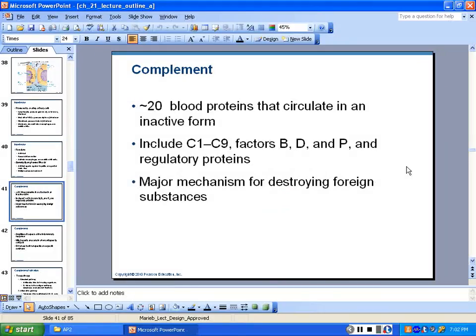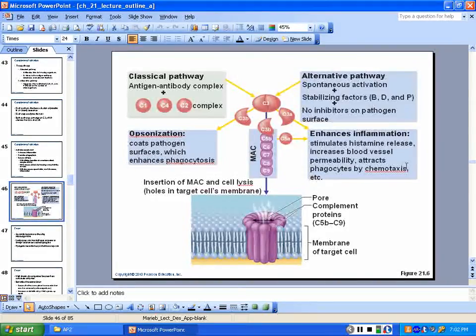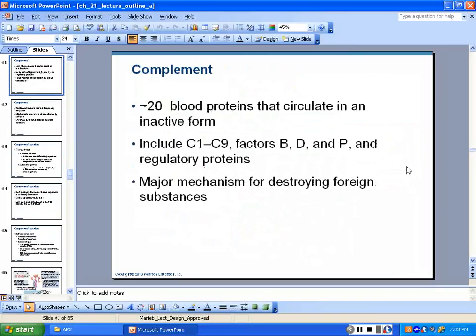Okay, next chemical. You can turn your page to see this chemical. I like the picture that looks like that. While I talk about it, I'm going to go through the different slides with you, but in your book you might want to find this picture, okay, that looks something like that to look at while we go through this. Complement is a group of about 20 inactive blood proteins.